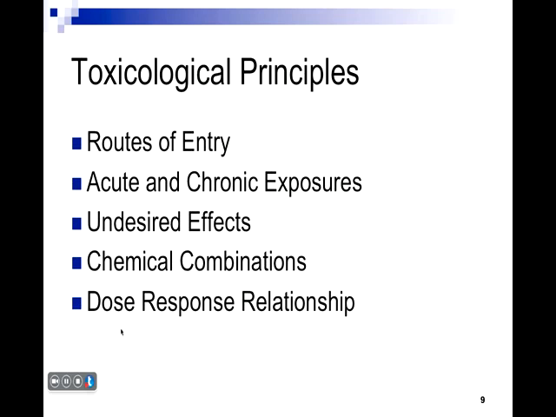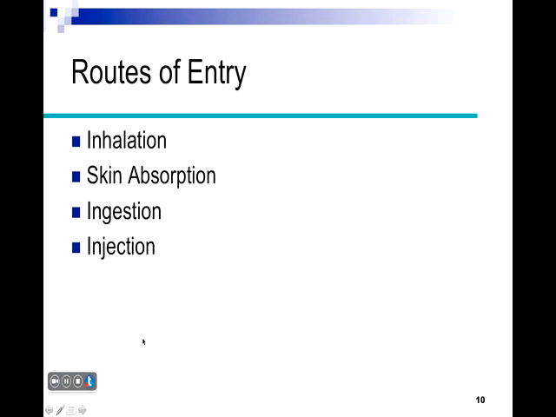The next aspect of toxicology is the principles of toxicology: how chemicals get into the body, the effects that they may have, acute and chronic, undesired, what happens if you have more than one chemical or chemical combinations, and the dose-response relationship. The first of these principles is route of entry, and you can get chemicals in your body by different methods, and they each are going to have unique toxicities.